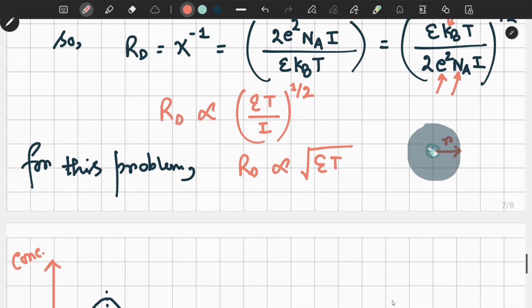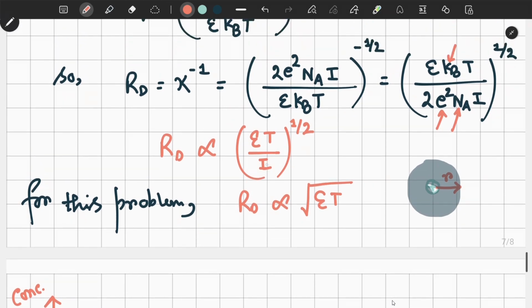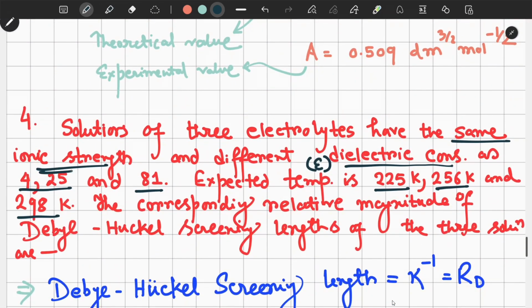It is proportional to ET to the power half. No, there is T, there is E square, KB, these things are there. See whether it is understandable or not. From here, you can write it. But it is the general case. In our case, for all three solutions, our ionic strength is the same. That is mentioned here.